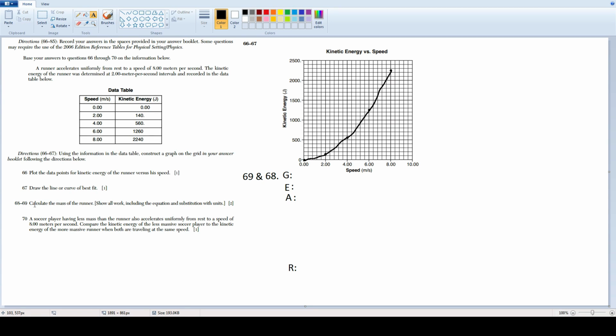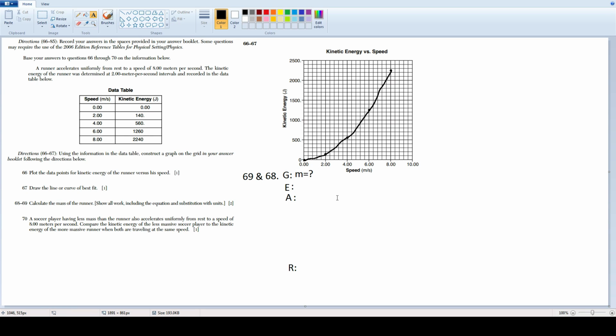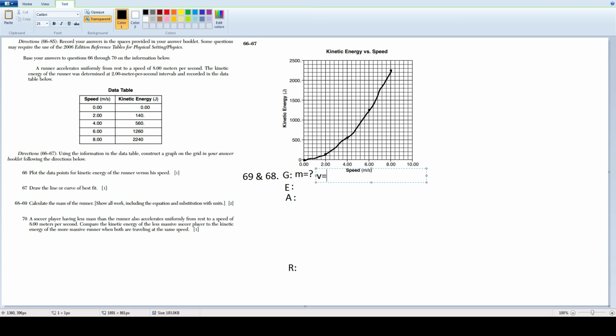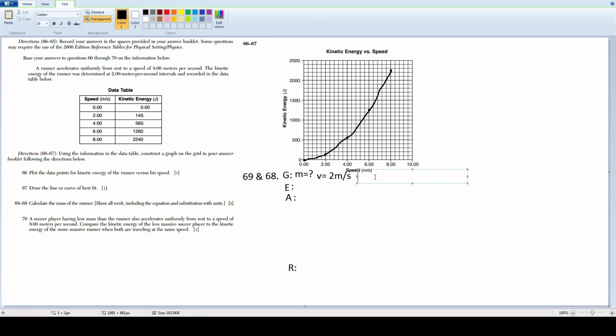If we read the question, it says calculate the mass of the runner. So we can start off by going to our givens part and putting m equals question mark, since that is what we are trying to find. Next, we can use the previously found information. We can just do v, velocity or speed, is equal to 2 meters per second. Then we can go to kinetic energy. At 2 meters per second, it is going to be 140. Kinetic energy is going to be 140 joules.